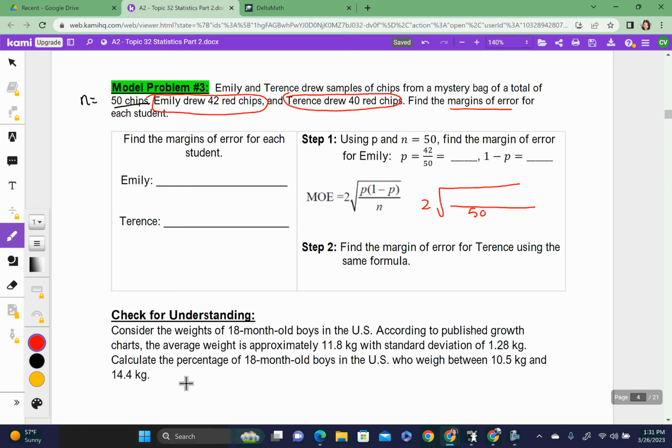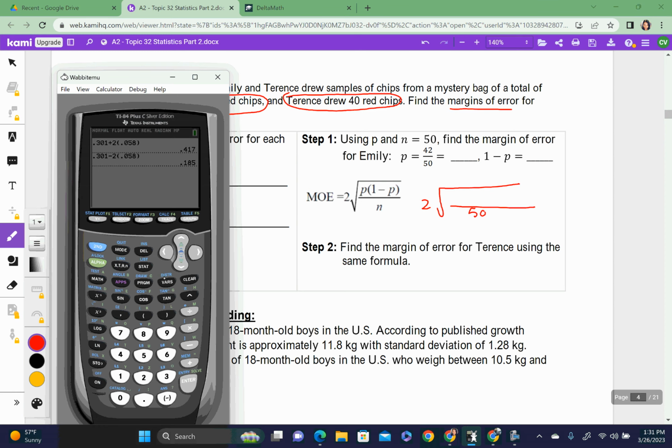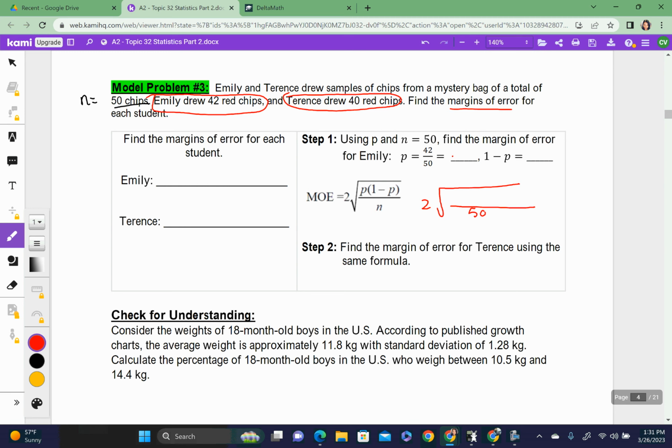So how do we find our P? We find P by doing the probability of Emily drawing a red chip, which is 42, right? There's 42 red chips that she drew out of 50 chips. So 42 divided by 50. Let me take my calculator, do 42 divided by 50, and that's 0.84. So my P is going to be 0.84.